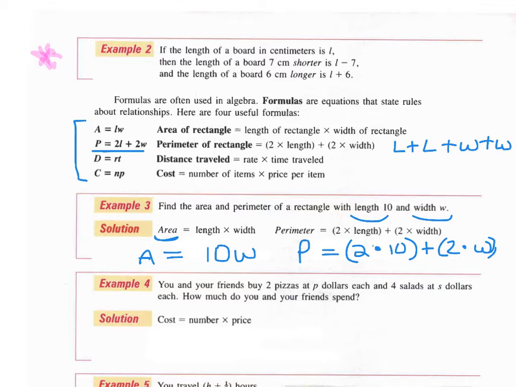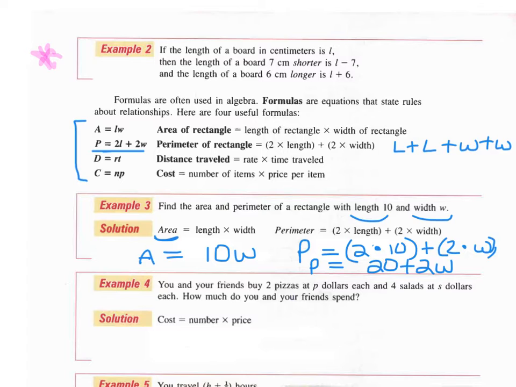Okay, and then at this point, they would expect us to be able to simplify as much as we could. What could we simplify here? 2 times 10. And you get 20, and then I would just put plus 2W. And that would be how you would represent the perimeter. Okay, again, we don't know what W is. So this would be our simplified answer.